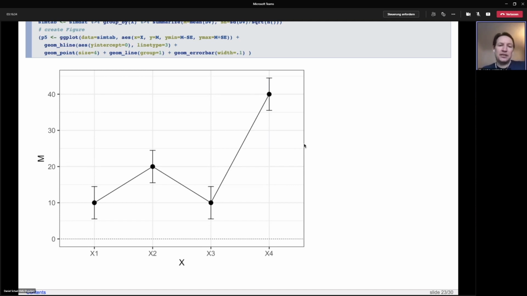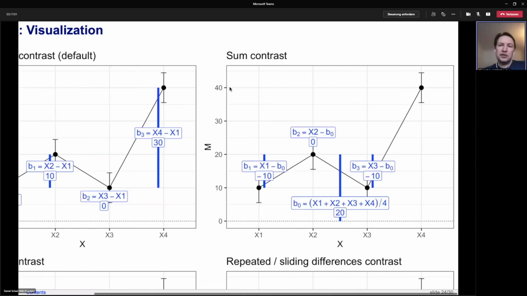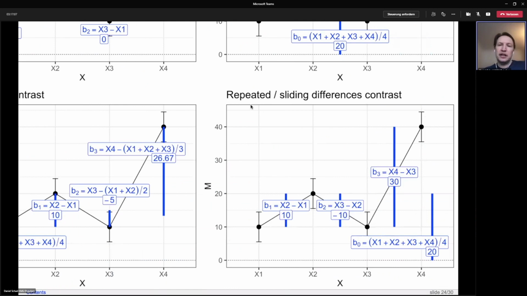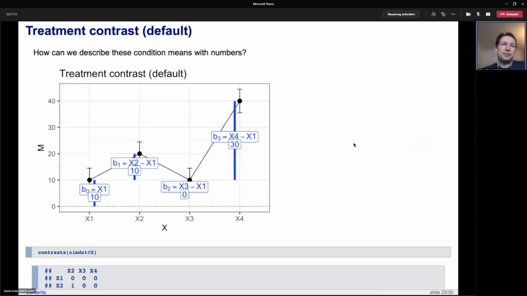And now if we analyze that with the linear model, the question is, what do our regression coefficients capture? We don't run an ANOVA and just test whether this effect is significant overall, but we are interested in specific comparisons. And now we will discuss in detail what kinds of comparisons can be done by using different contrasts. I will again show you the treatment contrast and the sum contrast, but what is new is the Helmert contrast and the repeated, or sliding difference, contrast. I will walk you through these different contrasts and how they work.